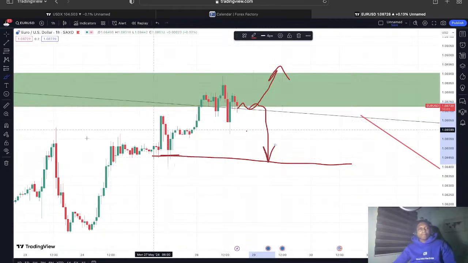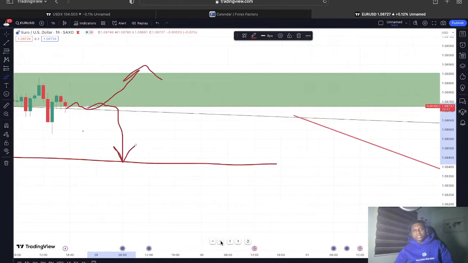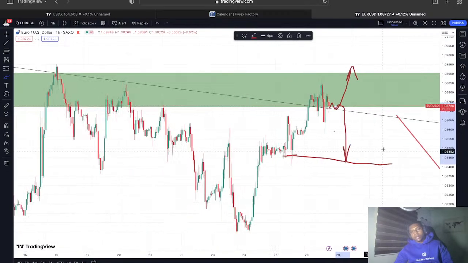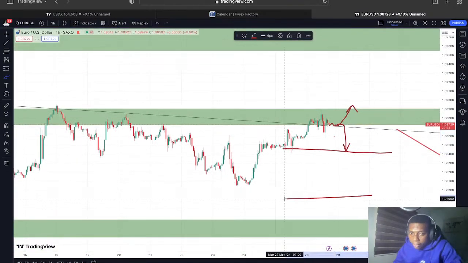So currently we are not buying or selling on Euro USD, because the direction is not confirmed.